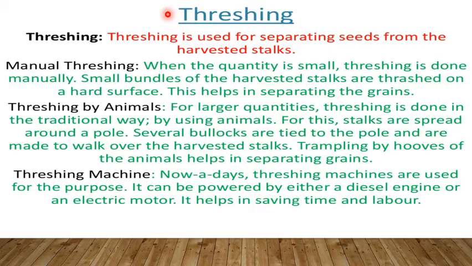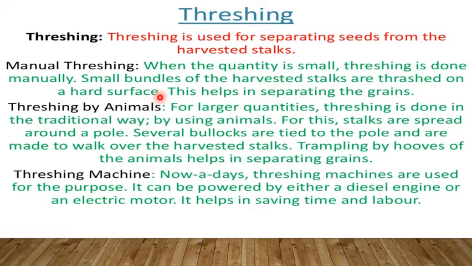Yes students, so what does this help with? This helps in separating the grain. Threshing by animals: for larger quantities, threshing is done in the traditional way, by using animals. The stalks are spread around a pole. Several bundles are tied to the pole and the animals are made to walk over the harvested stalks. The trampling by the hooves of the animals helps in separating the grain. So these are also methods.